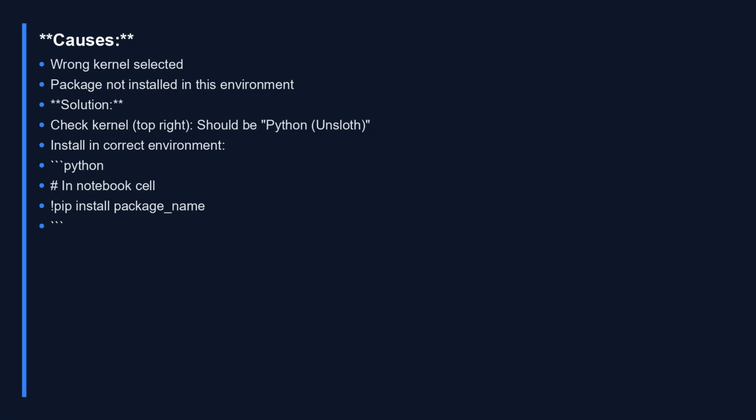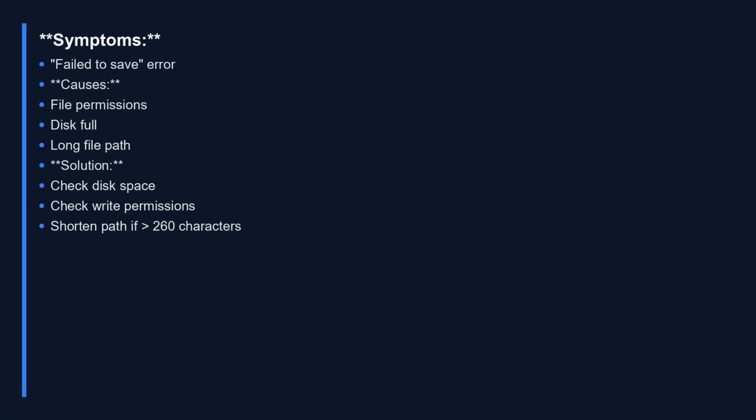Causes: wrong kernel selected, package not installed in this environment. Solution: 1. Check kernel top right, should be Python (unsloth). 2. Install in correct environment, using pip in a notebook cell. Symptoms: fail to save error. Causes: file permissions, disk full, long file path. Solution: check disk space, check write permissions, shorten path if over 260 characters.